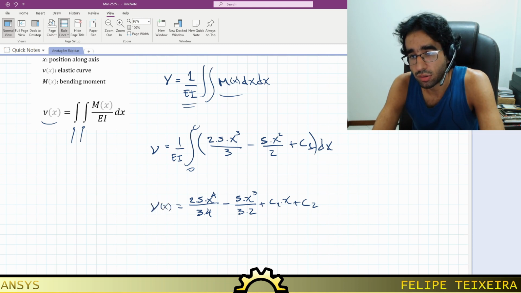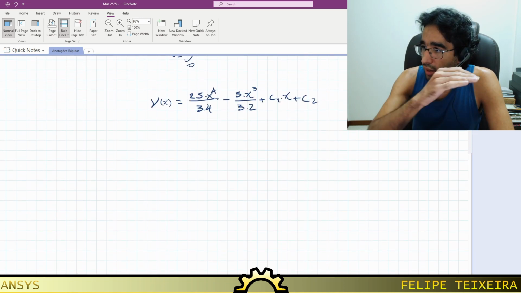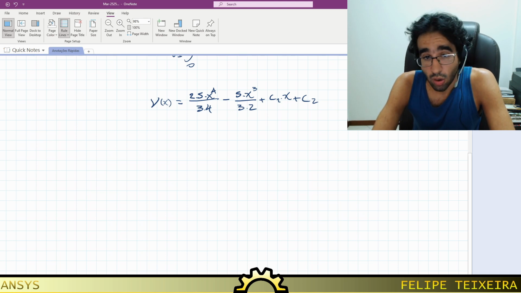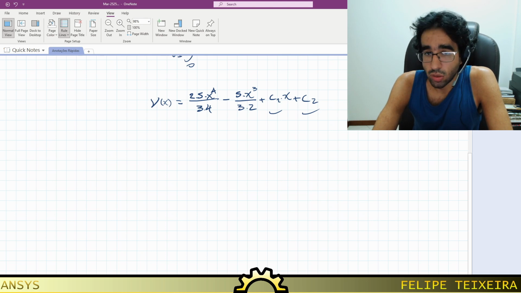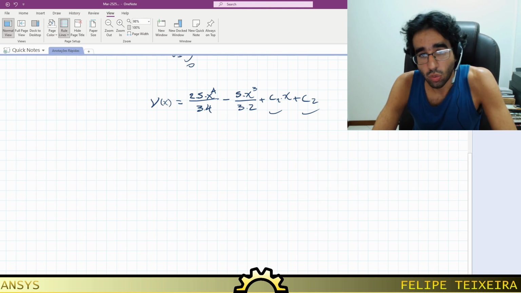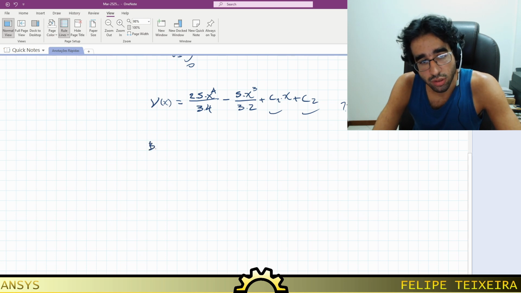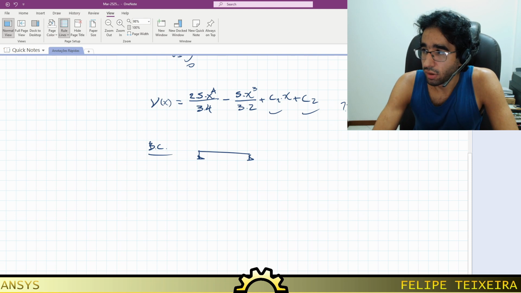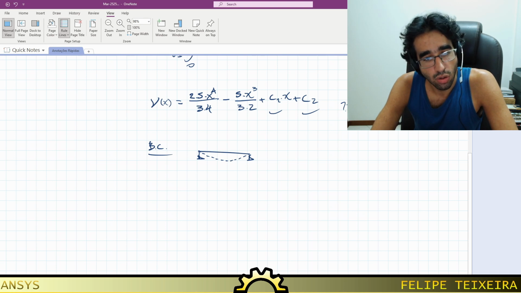So with this expression, we should be done, right? We know how the beam deflects as a result of the load. However, we still have C1 and C2, which are integration constants, and we don't know their values. So how am I going to determine C1 and C2? Here, we're going to use the boundary conditions. The elastic curve expression needs to be such that at the left support, the vertical displacement, the deflection, is 0, and at the right support, the vertical displacement, the deflection, is also 0.